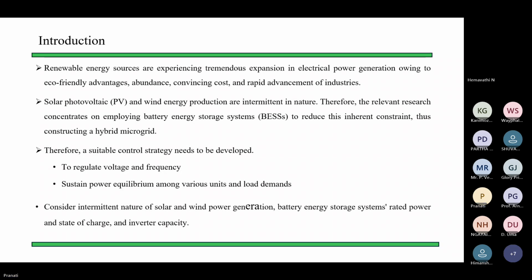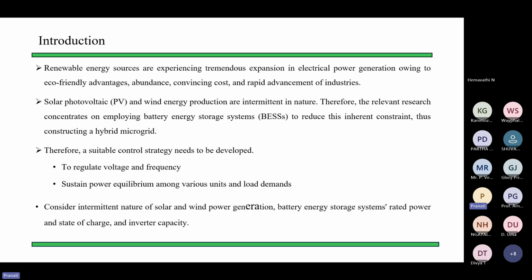PV and wind energy production are intermittent in nature. Therefore, we need a battery energy storage system to reduce this constraint. Thus, we can form a hybrid microgrid also. Besides the battery energy storage system, we have supercapacitors and other energy storage systems, but I have considered only the battery energy storage system.